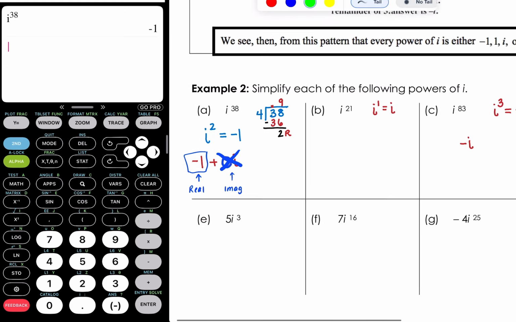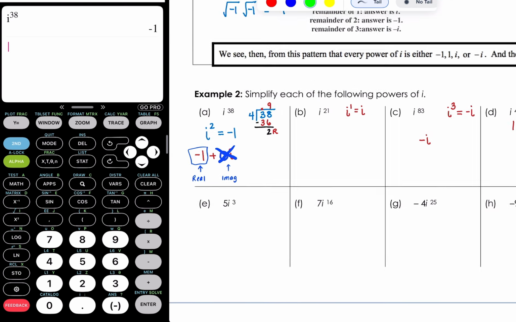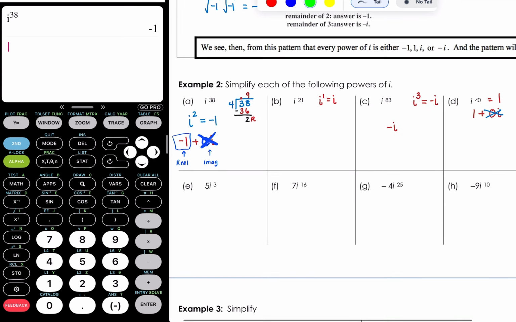And we saw that when we did B and C. So if you weren't here, try typing these into your calculator and you'll see you'll just get i and -i, but it's good practice to input it. And then for i to the 40th, it was one of our real number answers. So the answer is just 1 because even though it says plus 0i, that means there's no i's left over. So we just get rid of it.